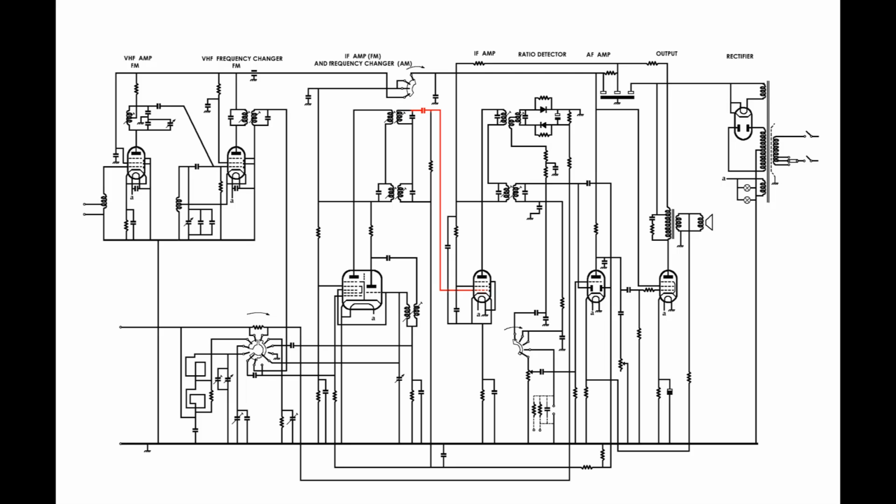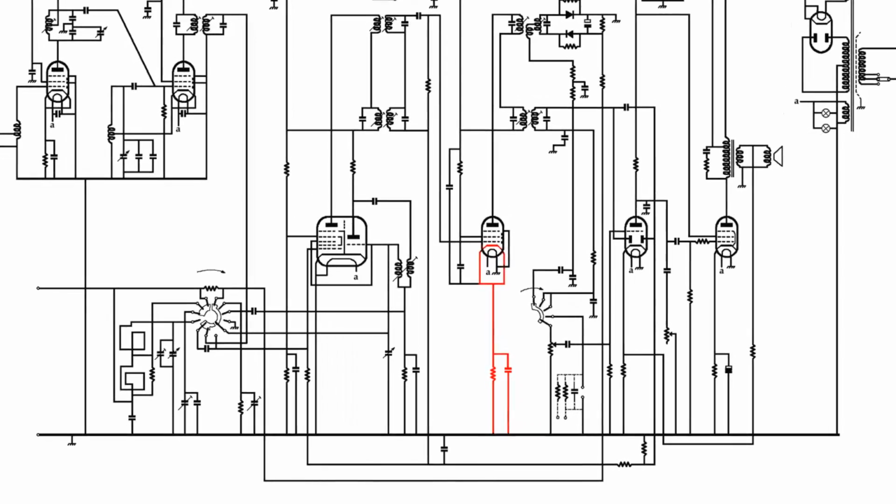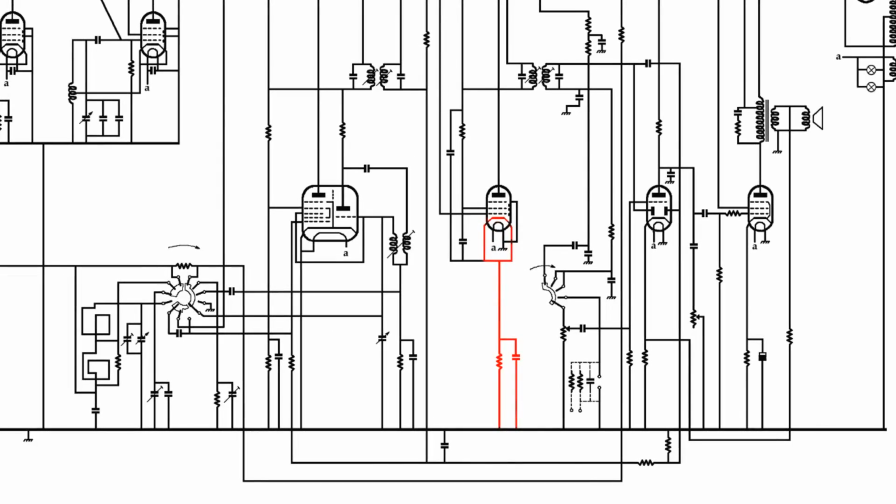The output of the IF transformers is taken into the control grid of the IF amplifier, and that signal of course is the IF frequency with the audio content in it, as I've shown in a previous video. The resistor in the cathode circuit there sets the negative bias for the valve. In this case it's just over 2 volts negative, and the capacitor provides the RF bypass.